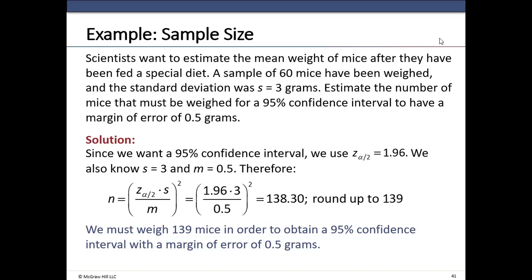So we do a left parenthesis. Inside the parenthesis, we type 1.96 multiplied by the standard deviation, which is 3, divided by margin of error, 0.5, close the parenthesis, and then press the X square button, which is in the first column halfway down, and hit enter. The answer is not 138.29, it's 139.